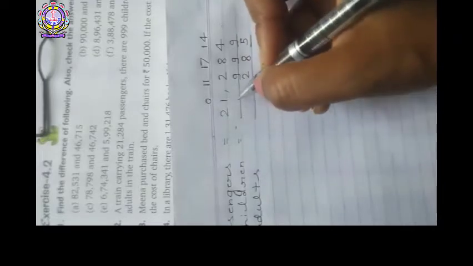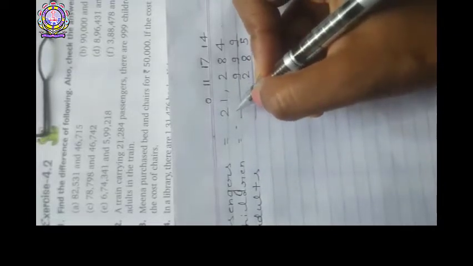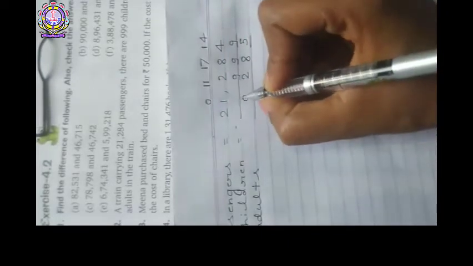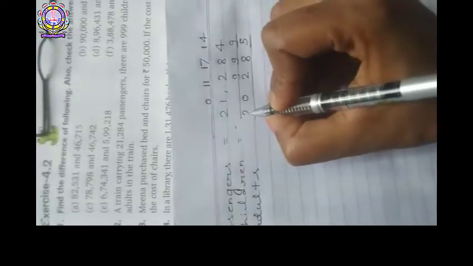Okay, there is no number in thousands and ten thousands. Subtract 0. We write thousands 0 and 2 in ten thousands. Okay. The number of adults is 20,285. Okay, students. Question number 3.